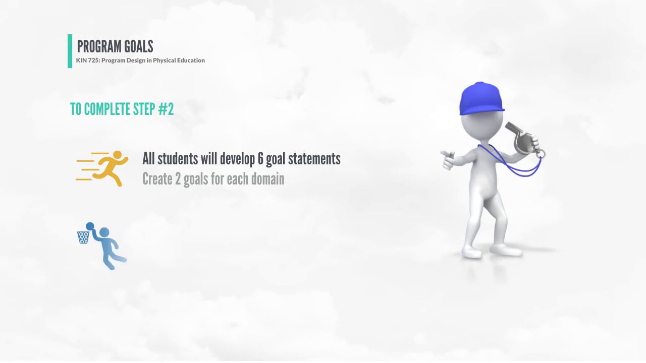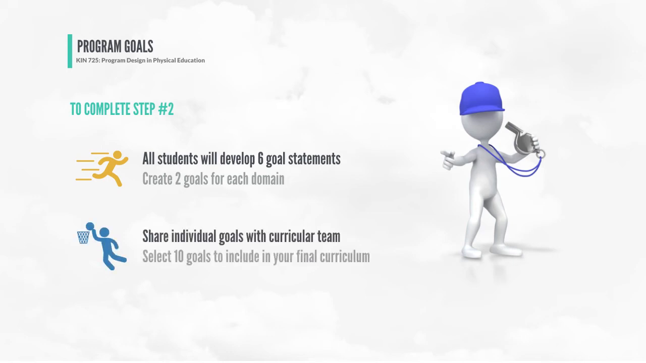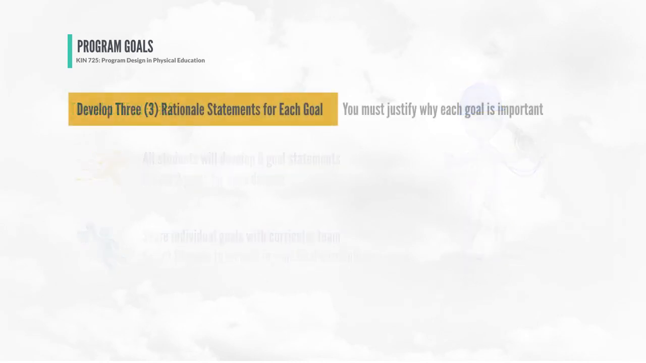And after you've completed your 6 goals, you'll collaborate with your curricular team and then select a final list of 10 that you're going to use to include into your curriculum. But before you collaborate with your team, you must create 3 rationale statements for each one of your goals. And these rationale statements should provide 3 justifiable reasons why each one of your goals is important enough to include in your program. Now, if you're having trouble coming up with 3 different realistic rationale statements or reasons, you may want to rethink your goal statement.